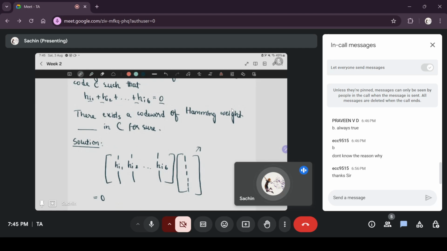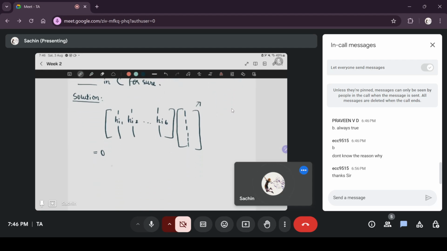And what is the weight of this code word? It is 6. So there is a code word having weight 6 in C definitely. There might be other code words with other weights. This 111111 is also a code word. So the answer is 6.